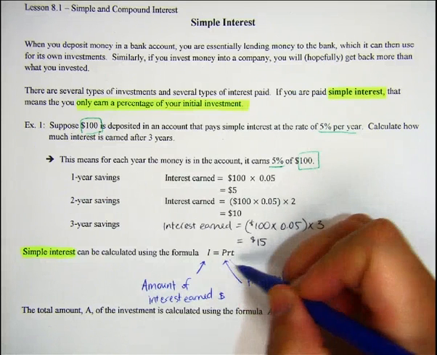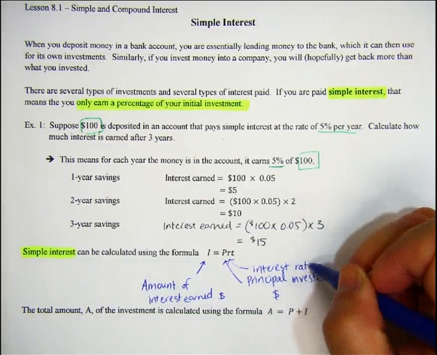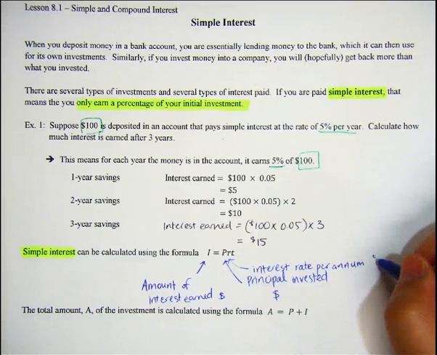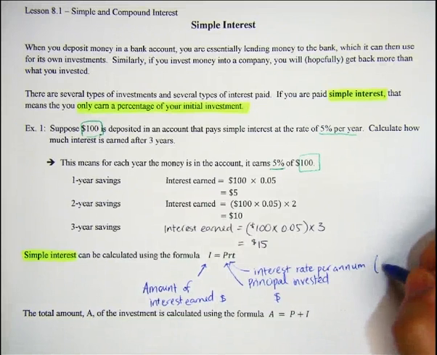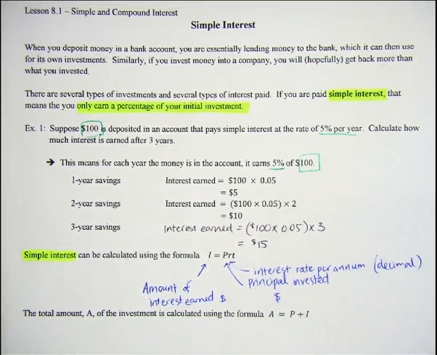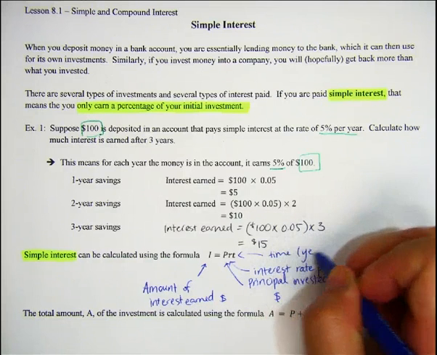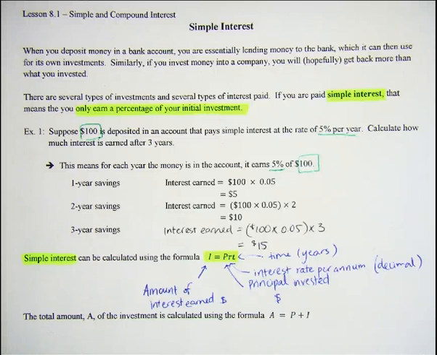R would represent your interest rate per annum, which means annually. And this is given to you as a percent, but in the equation you would write it as a decimal. Always convert your percents to decimal. And last but not least, the T would represent time in years. All right, so very important formula, I equals PRT.